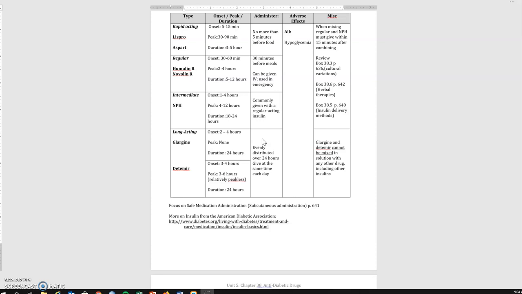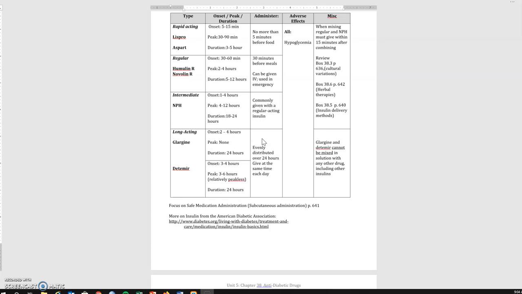You need to review the box on cultural variations and the box on herbal therapies because many herbs interact with insulin to provide a side effect of hypoglycemia, so they can't be used together. Also, on page 640, let's look at box 38.5 about the different insulin delivery methods. Sub-Q insulin injection is the primary delivery system.